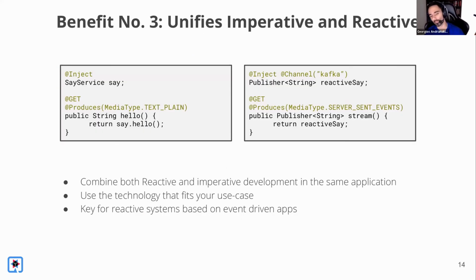But now we're going to move on to the third benefit, which I'm not going to be able to demo today because we don't have enough time. But the core idea here is that Quarkus is reactive down to the core. All the core libraries, the HTTP layer, the security layer and all that stuff is reactive.